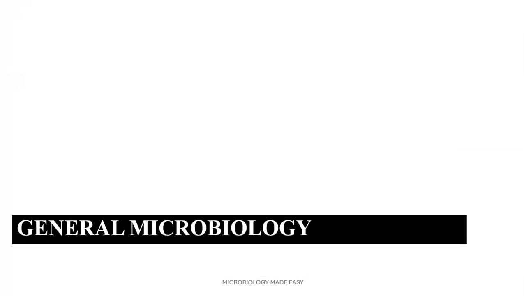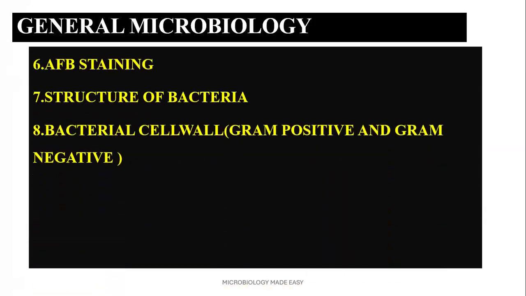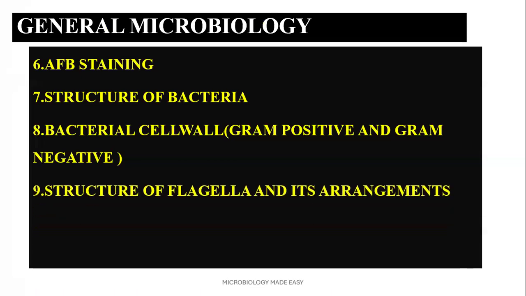The next one is AFB staining. The next is the structure of bacteria, the bacterial cell wall. They may ask the difference between gram positive and gram negative cell wall, or the structure of bacteria. Long questions they may ask: write in detail about the structure of bacteria. You have to write capsule, cell wall, cytoplasmic membrane, and the internal organelles which are present. Everything you have to write. The next is the structure of flagella, and the arrangements: monotrichous, lophotrichous, amphitrichous. You have to draw the diagram.